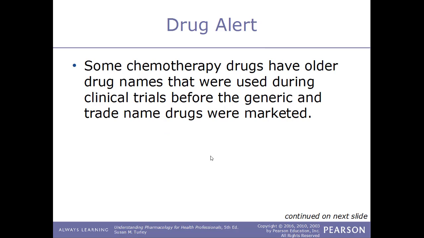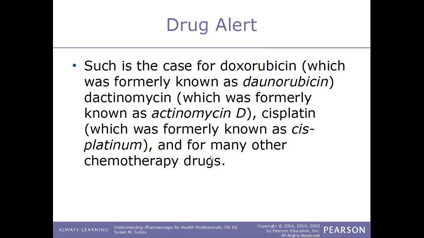Some chemotherapy drugs have an older drug name that was used before clinical trials, before the generic and trade name drugs were marketed. This is the case for doxorubicin, which is formerly known as daunorubicin, dactinomycin, which is formerly known as actinomycin D, cisplatin, which is formerly known as cisplatinum, and for many other chemotherapy drugs.